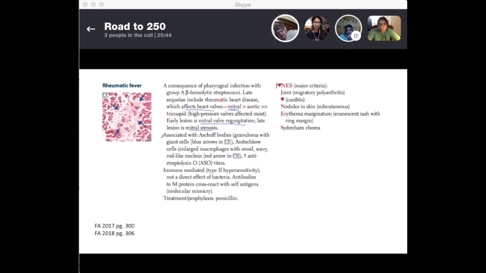And basically, this is another picture of Aschoff bodies. And like I said, it's an immune-mediated type 2 hypersensitivity reaction, and antibodies to M proteins cross-react with self-antigen. That's what I was trying to say, which is molecular mimicry. So that's how these things basically work as a type 2 hypersensitivity reaction. Treatment, penicillin, and then if you need a good mnemonic, here's a Jones criteria mnemonic that you could use. And then the carditis, you can have the 3 different types of carditis.